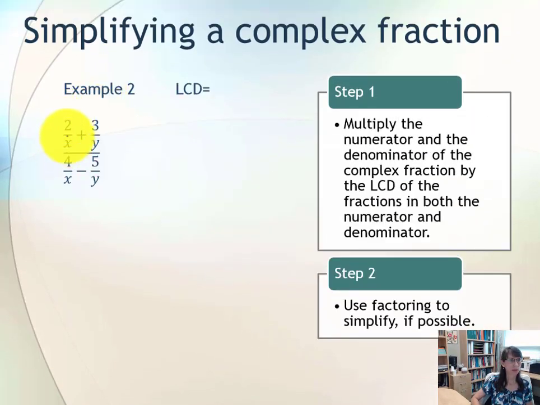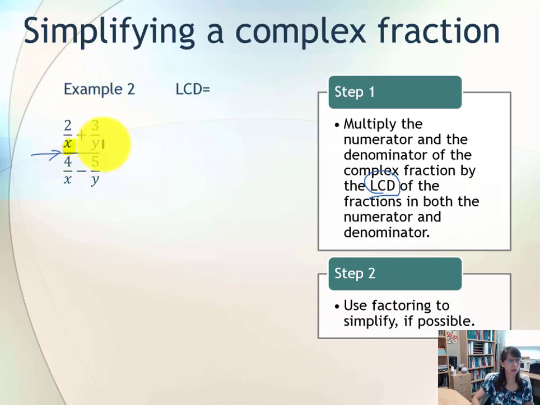In example 2, we do not have a single fraction in this numerator. We have two separate fractions with addition, and in the denominator, we have two separate fractions with subtraction. So the steps to follow here are to multiply the numerator and the denominator of this complex fraction by the lowest common denominator of the fractions in both the numerator and denominator. And then we'll look for factoring to reduce if possible.